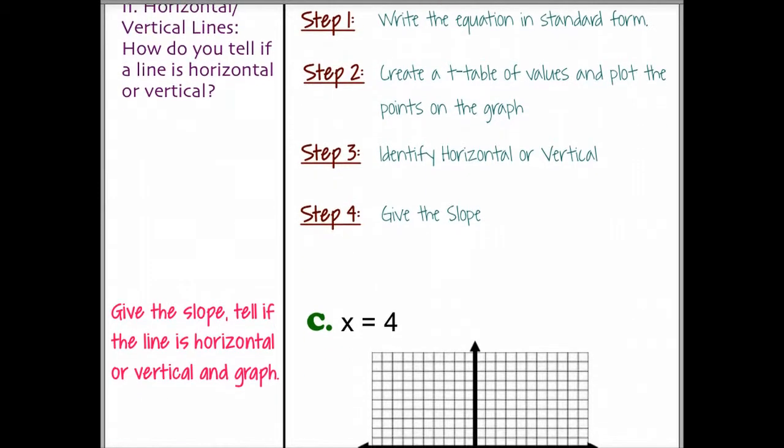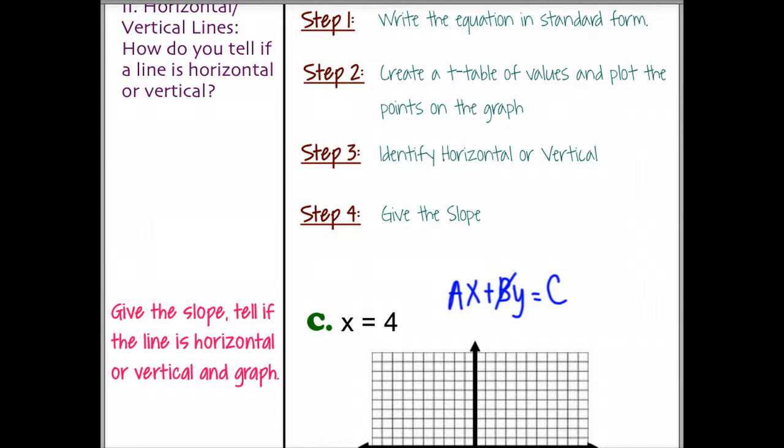So we have x equals 4. The first thing we want to do is write the equation in standard form, ax plus by equals c. It is already written in standard form, because we don't have the middle term here.